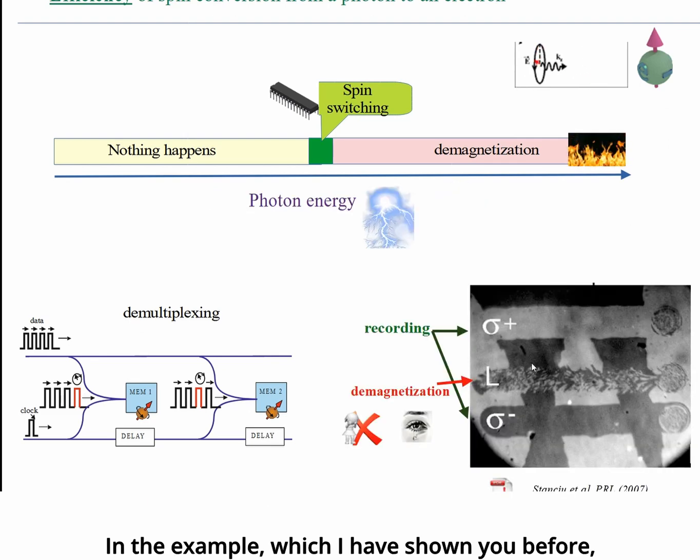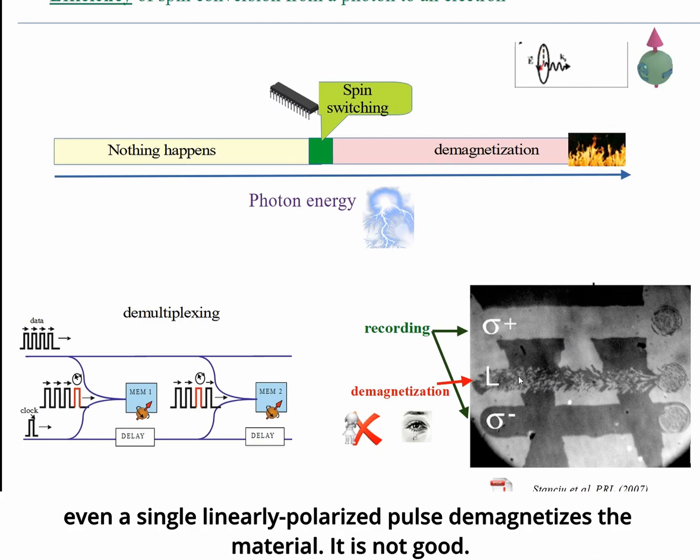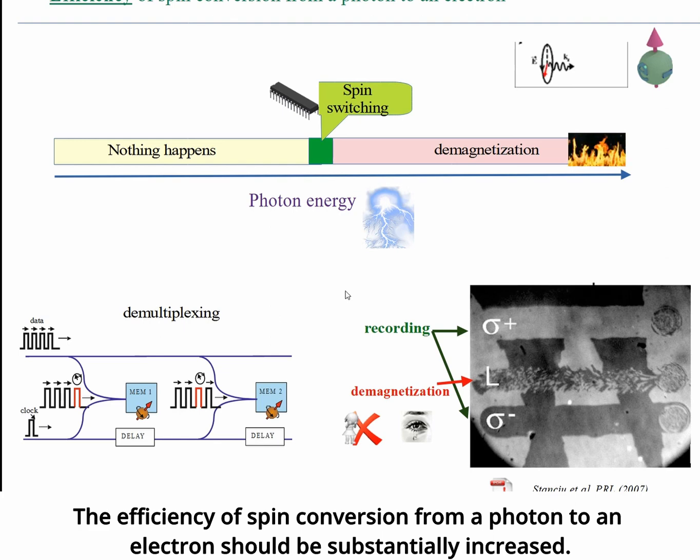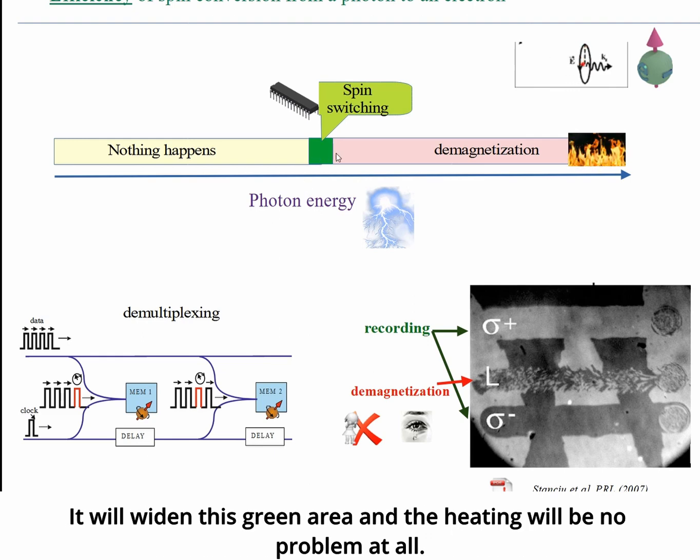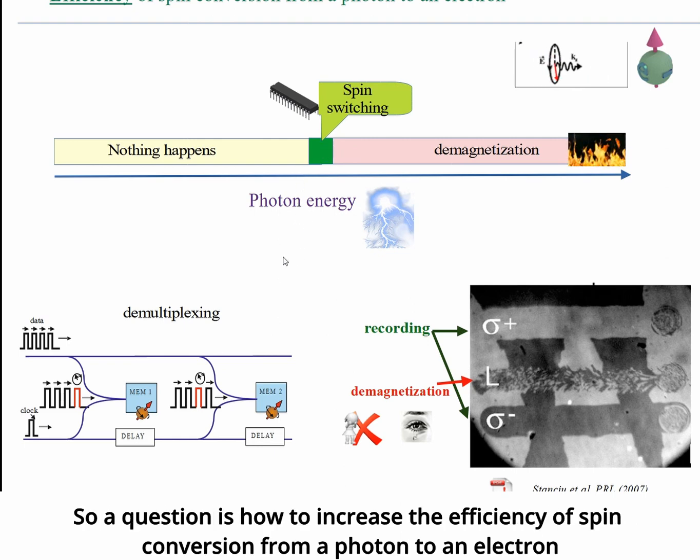In the example which I have shown you before, even a single linearly polarized pulse demagnetizes the material. It is not good. The efficiency of spin conversion from photon to electron should be substantially increased. It will widen this green area and the heating will be no problem at all. So the question is how to increase the efficiency of spin conversion from photon to electron.